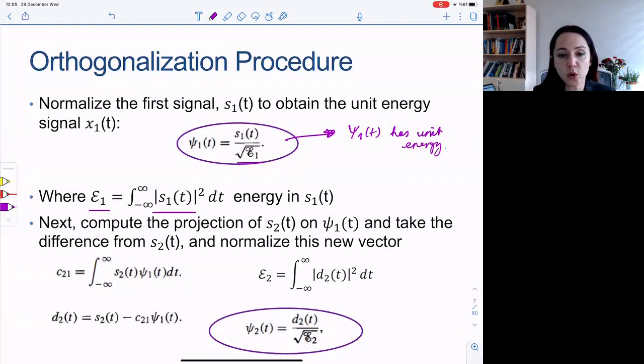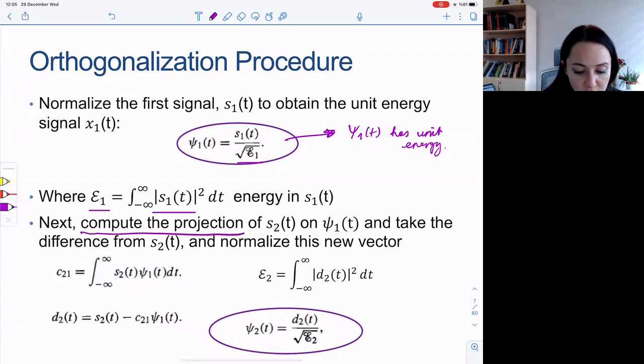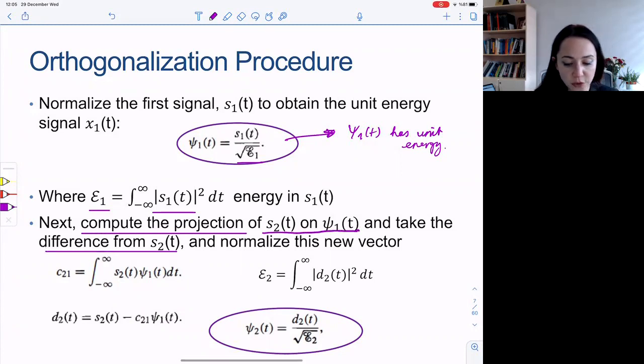Next, we are going to obtain the second basis function by computing the projection of the second signal S2 of t on gamma 1 and taking the difference from S2. Okay, so what are we doing here?